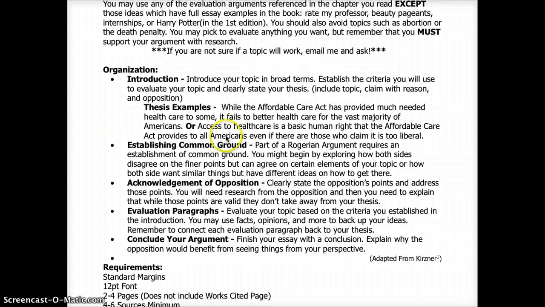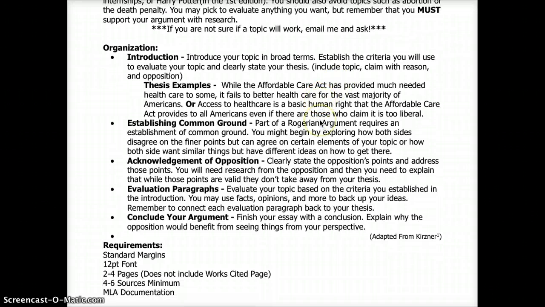In the same general vein, this other thesis could work as well. Access to health care is a basic human right. The Affordable Care Act provides to all Americans, even if there are those who claim it is too liberal. So you see, my opposition are those who claim that it's too liberal. The claim that I'm making is that the Affordable Care Act provides a basic human right, which is health care. As long as all of these things are in your thesis, you should be in good shape. But keep in mind that in this first paragraph, your introduction, you will establish the criteria. How will you evaluate whether or not this thing is or isn't what you say it's going to be?